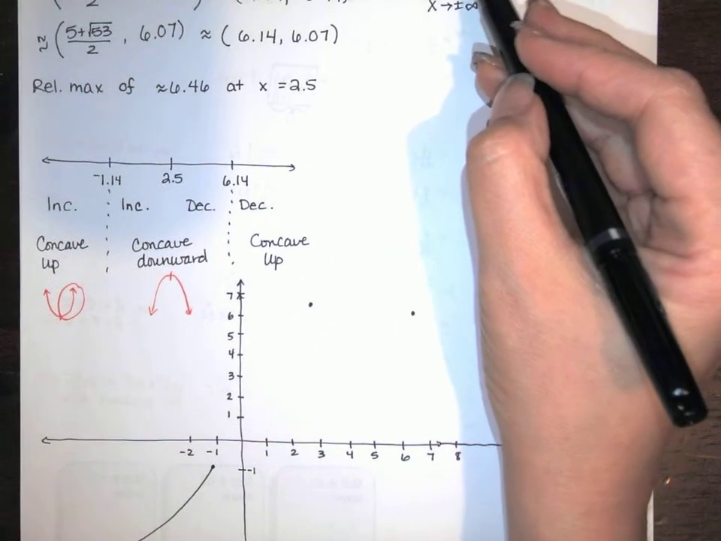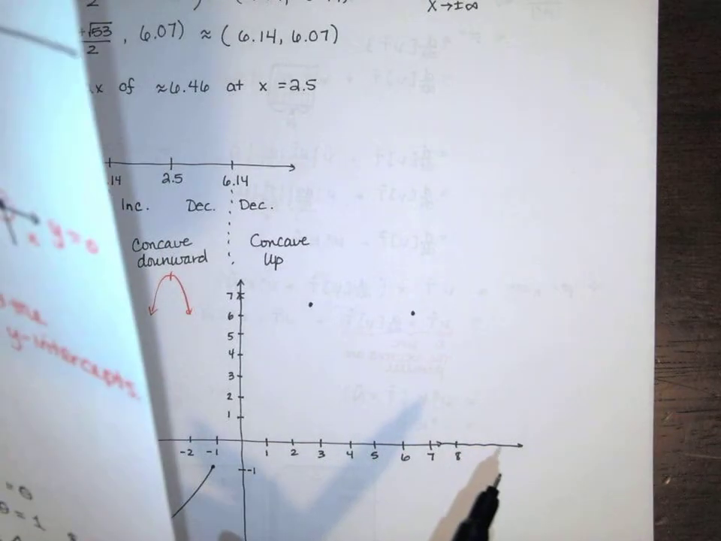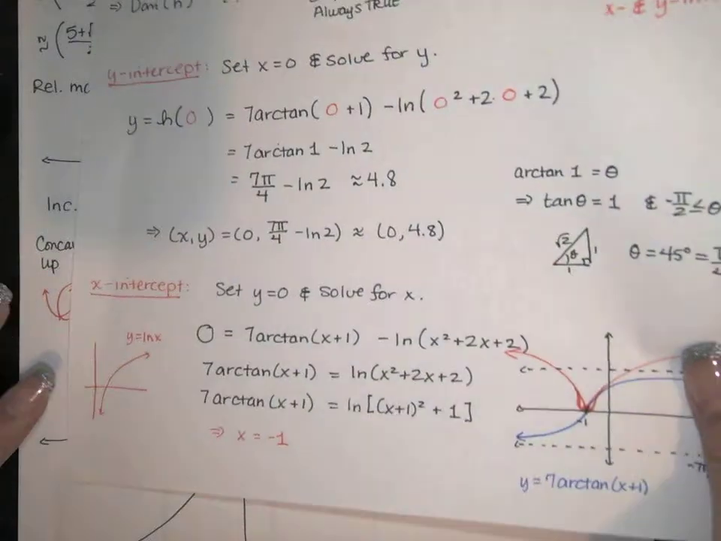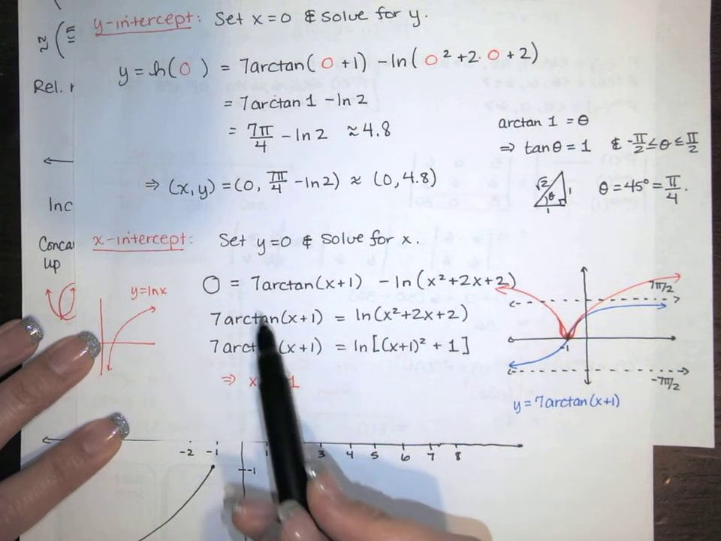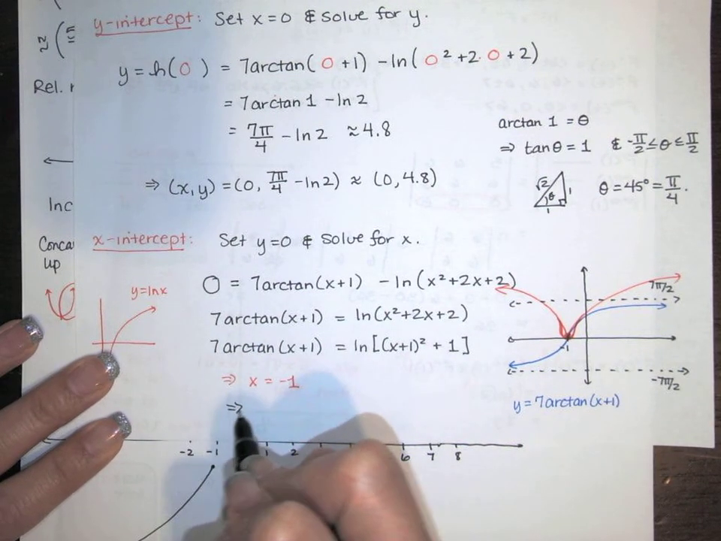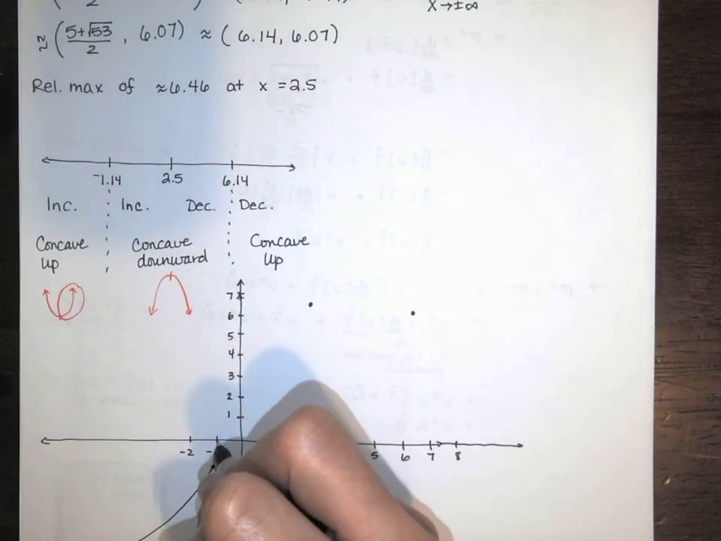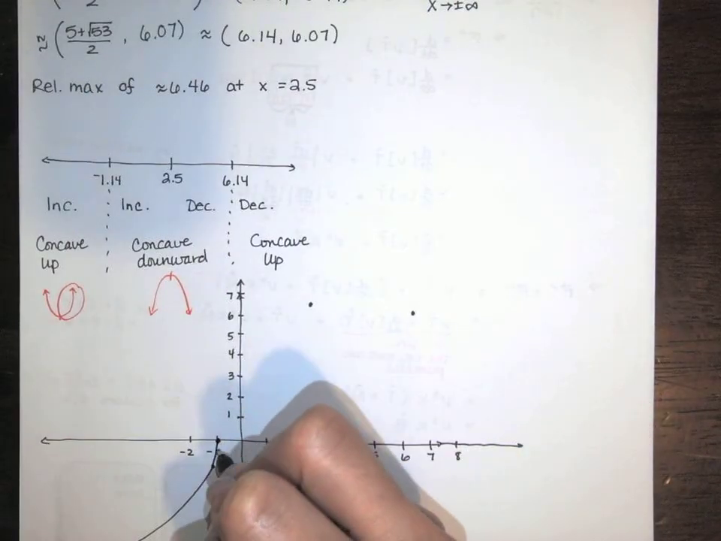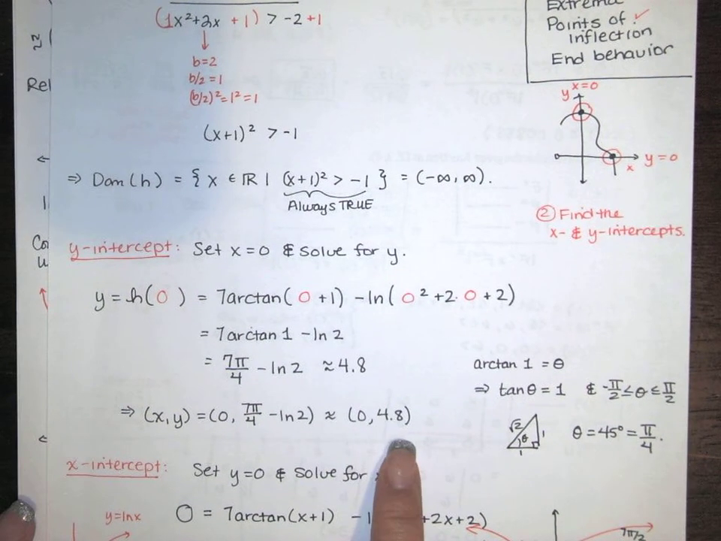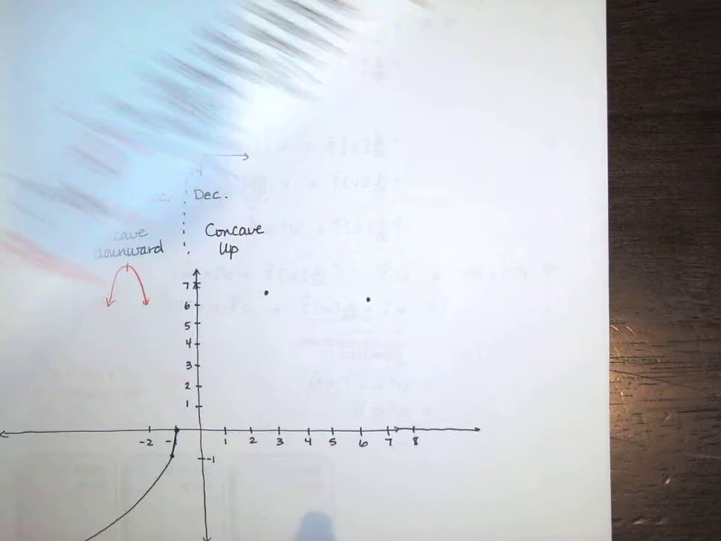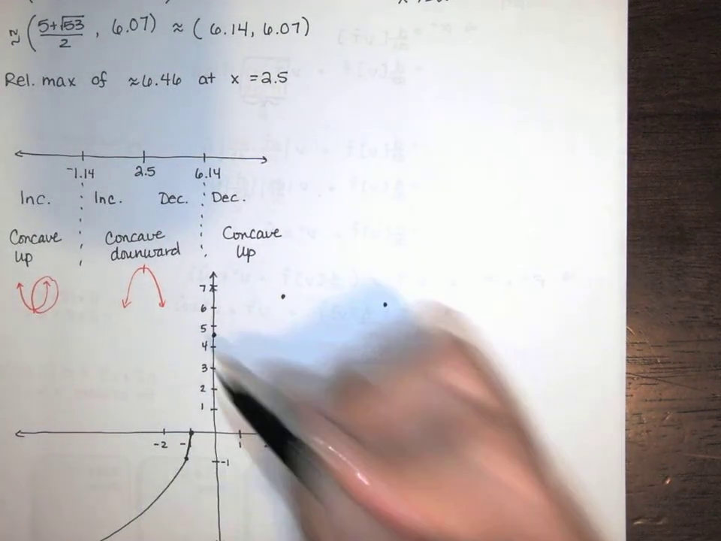And I guess we could substitute. I think we did find our x and y intercepts, didn't we? When y is 0, x is negative 1. So that is the x-intercept. And we found the y-intercept was this, 0 and about 4.8. Okay, so we got that point and that point.